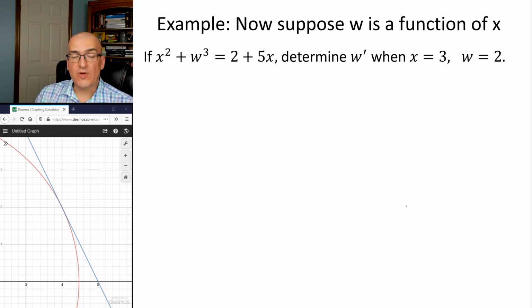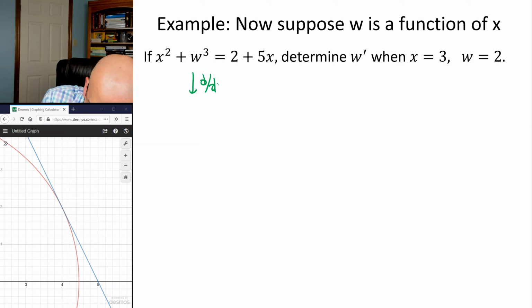Now suppose we go back to the letter w that we were using in the chain rule. So w is our function of x instead of y, and we're asked for w prime at a particular x coordinate. Well, in this case, we do the exact same thing we were doing before with y. We're going to take the derivative of both sides, d by dx.